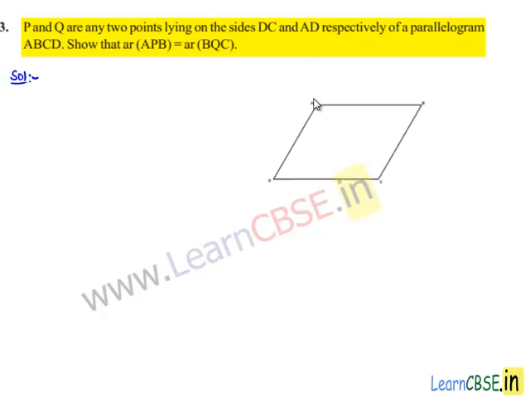Now, considering the parallelogram ABCD, in this it says that P lies on DC. So let us represent that point P, which is lying on DC, and Q lies on AD. Let us also represent the point Q somewhere on AD. We are asked to show that area of triangle APB is equal to area of triangle BQC. Let us represent both the triangles in the figure, that is triangle APB.